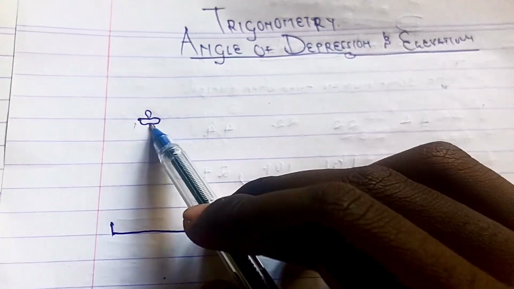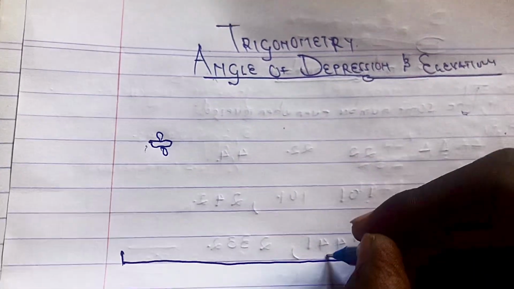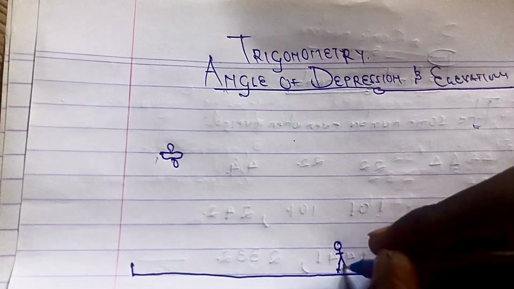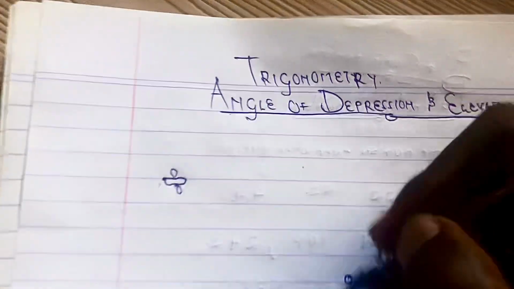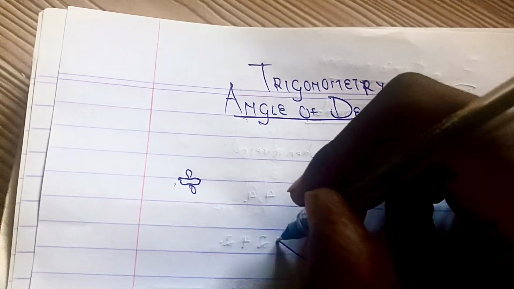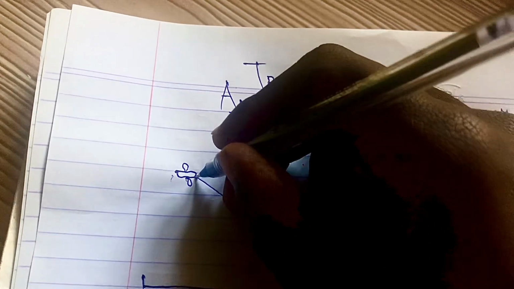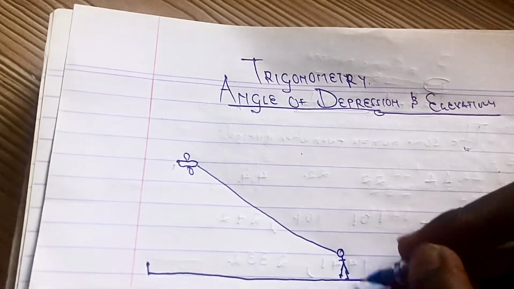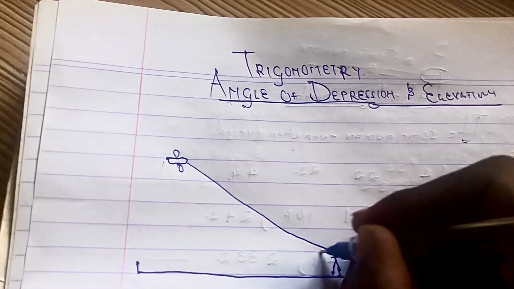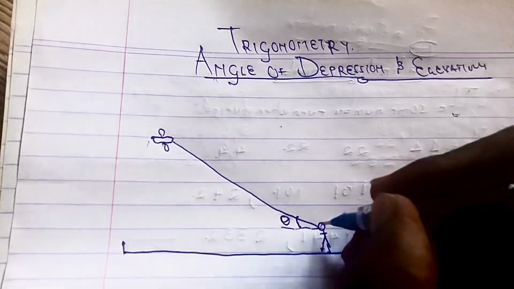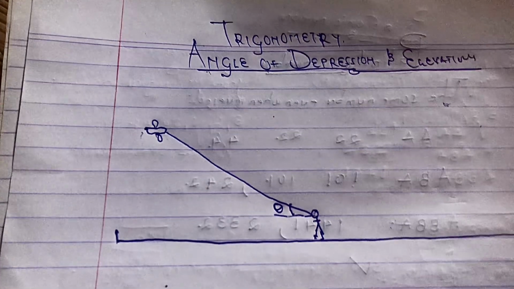And I'm trying to look at this bird here while I'm standing here. I'm the man and I'm actually standing here. So the angle of elevation will be this angle that I use to be able to look at this bird. Are we together? That is the angle of elevation. This is what we call our angle of elevation, the angle at which I'm looking at the bird.